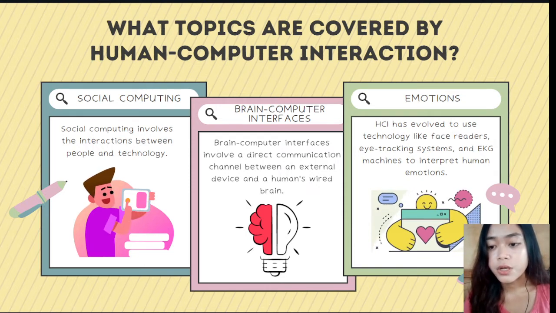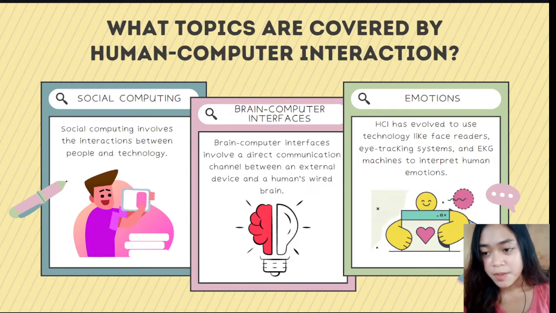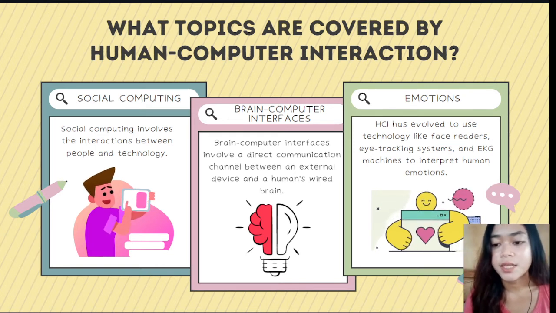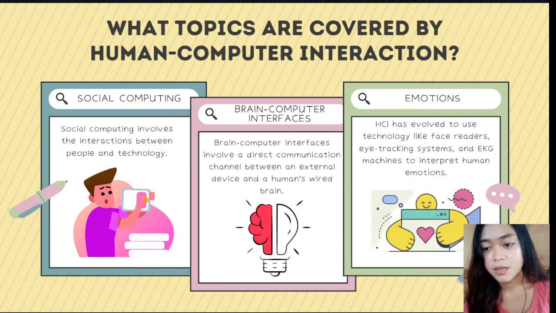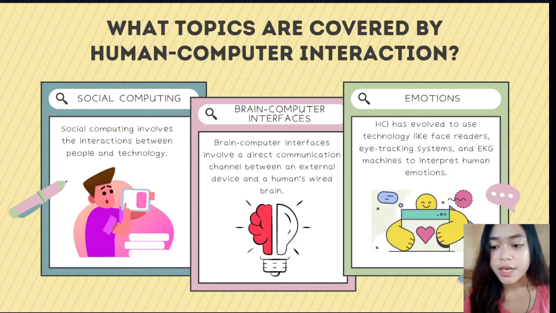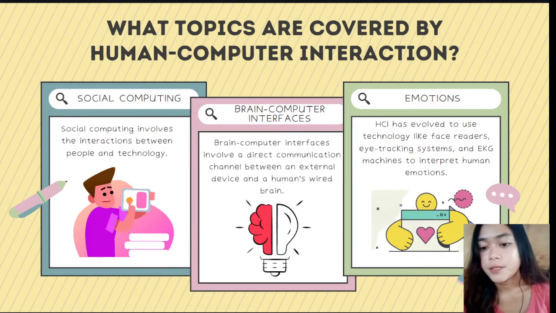So, social computing. Social computing involves the interactions between people and technology. An academic professional can learn about technologies like instant messaging apps, social networking apps, emails, and blogs. Social computing leads to research in fields like sociology and psychology.